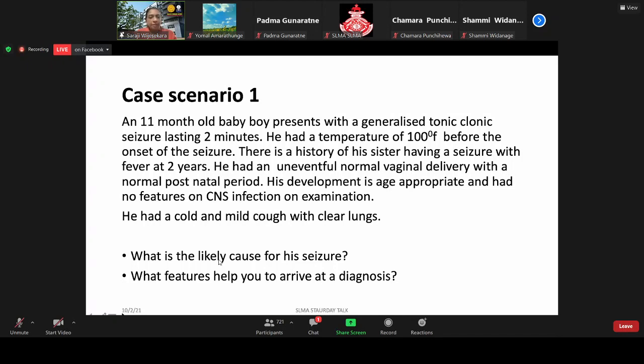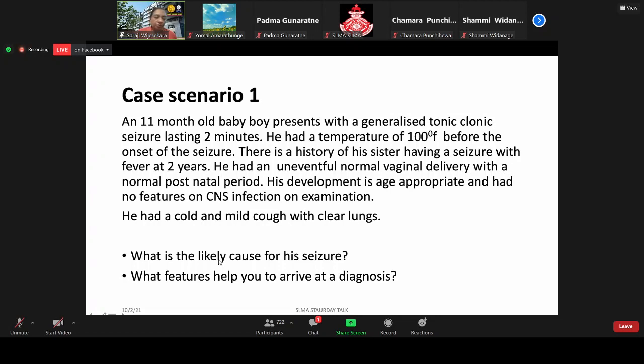His development is appropriate for his age, and there are no features of CNS infection on examination. However, he had a mild cold and a cough with clear lungs on examination. So what is the likely cause for his seizure? I think this is by far one of the common causes that you may encounter in the wards, in general practice, or anywhere you do your clinical practice.